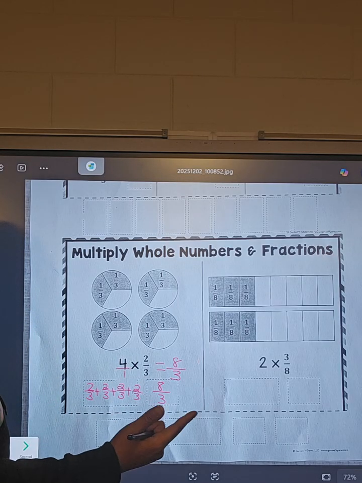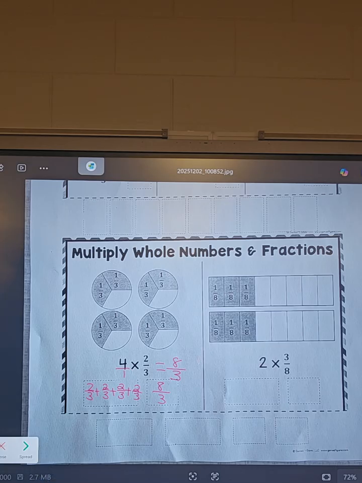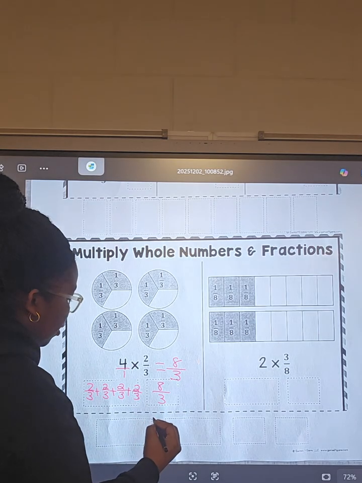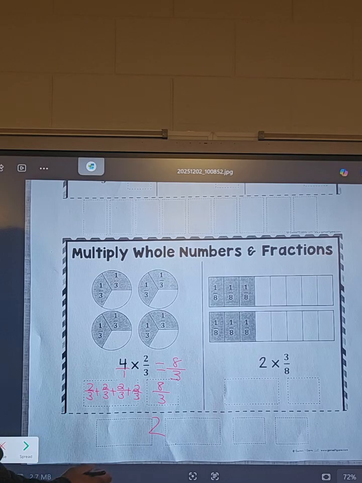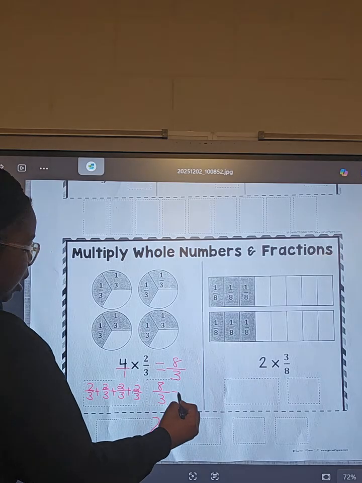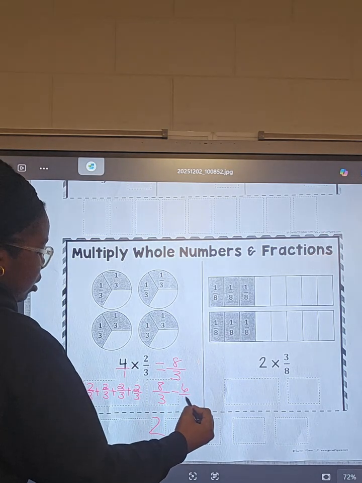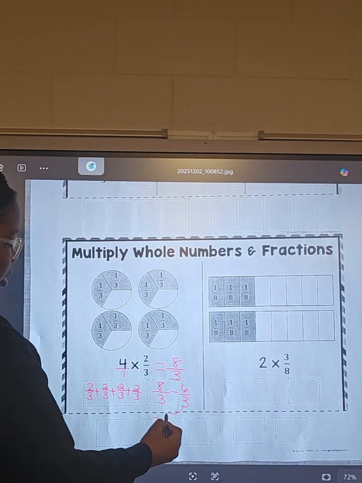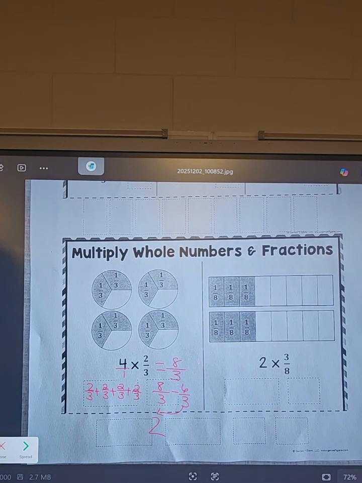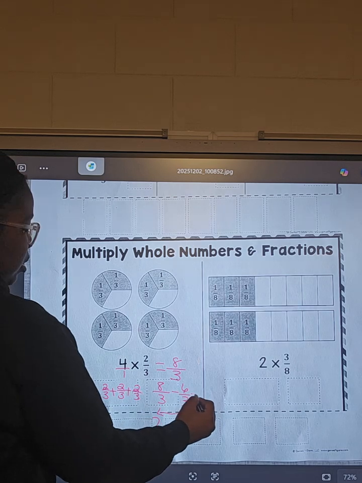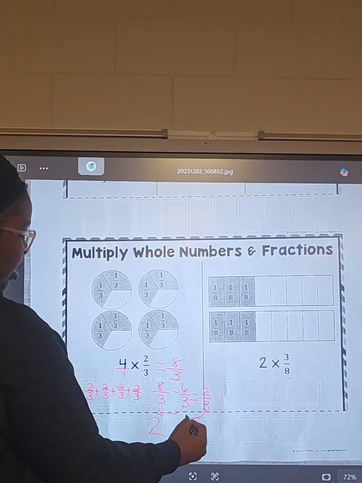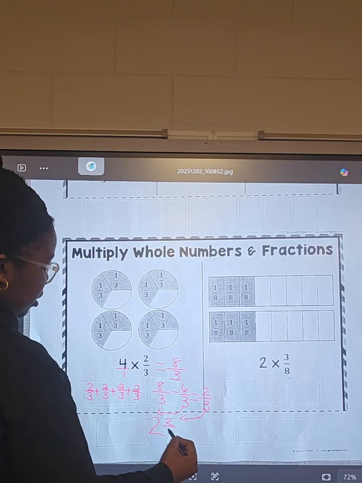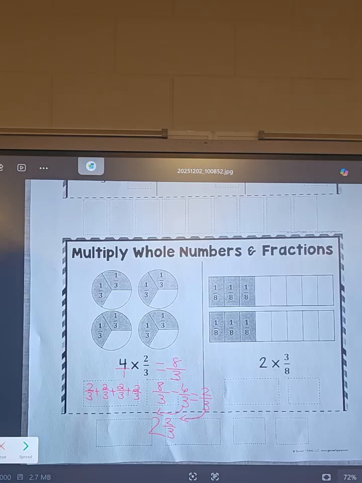So 3, 6. 3 times 2 is going to give me 6. So I'm going to write down 2 because I know that means I can pull out 2 whole groups. So since 3 times 2 is 6, I'm going to subtract 6/3 because that's where my 2 comes from. Now I'm going to look at what's left. 8 minus 6 equals 2/3. So I'm going to bring that over as well. And my final answer is 2 and 2/3.